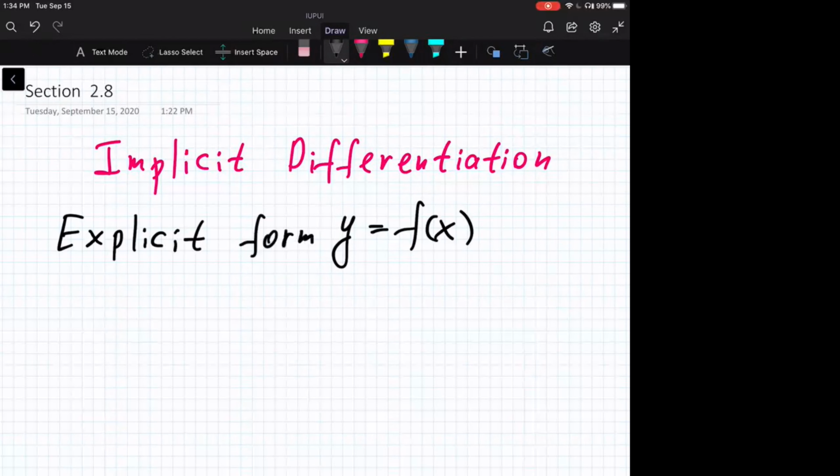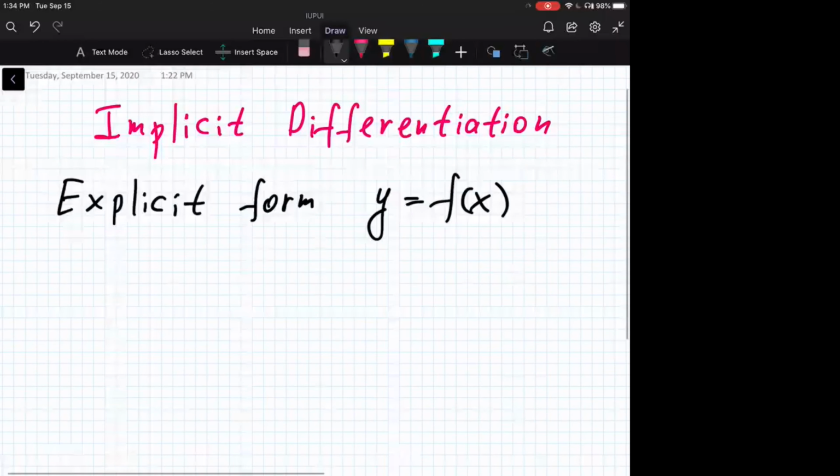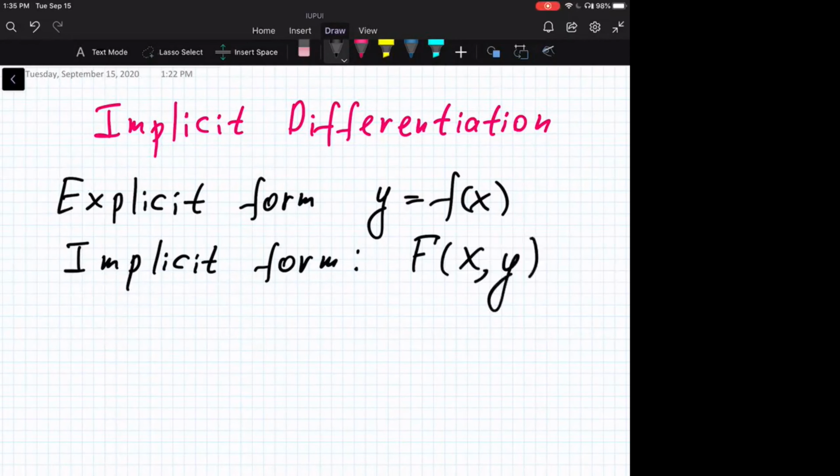But sometimes relations between y and x are complicated, and sometimes you cannot express y in terms of x. Instead of that, there is what is called implicit form, and that means that there exists some function capital F, say, that depends on two variables x and y, and the relations between x and y are expressed in the following form, that this function is equal to 0.